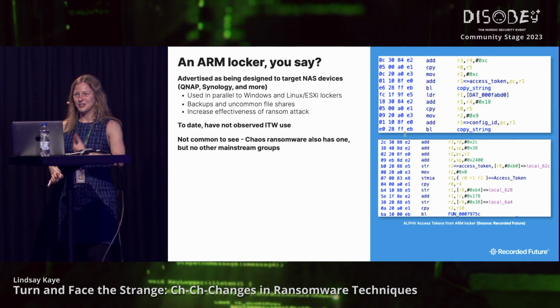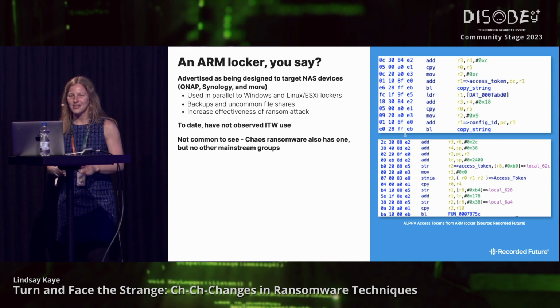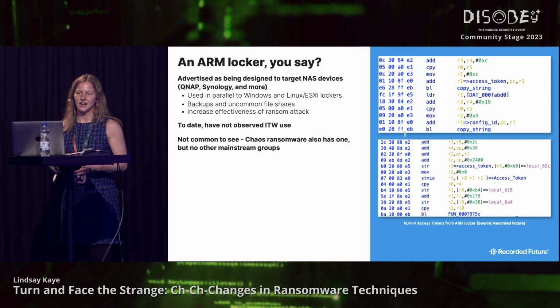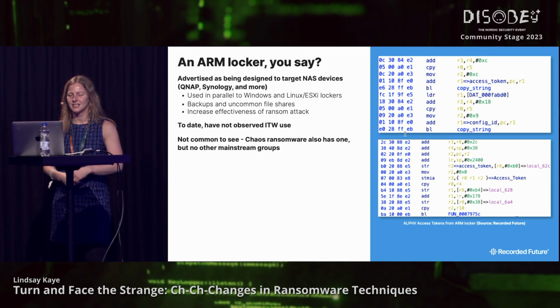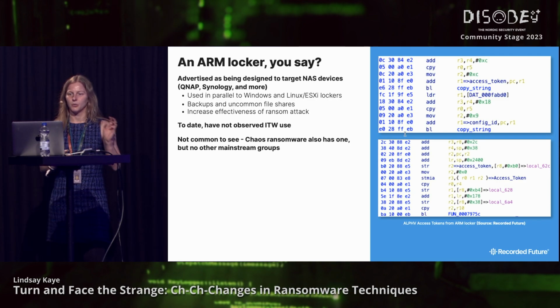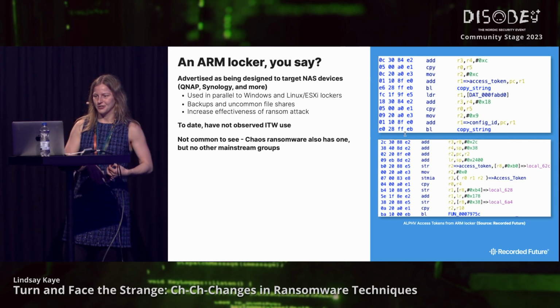And yes, I did mention an ARM locker. So the way that they advertised it was that it was designed to target NAS devices. So if you've heard of QNAP, Synology, and other things like that. So this would not necessarily be something you use in a vacuum. You would generally want to use it in parallel to your Windows and Linux ESXi lockers. So now, instead of just getting people's ESXi servers and their Windows machines, you're also being able to target the backups and uncommon file shares that they have.